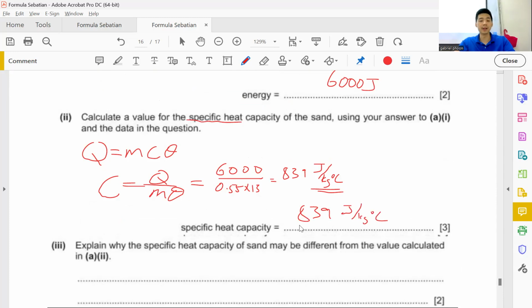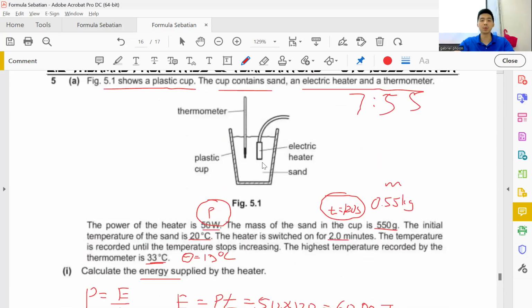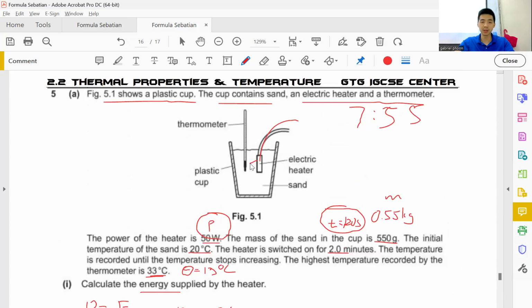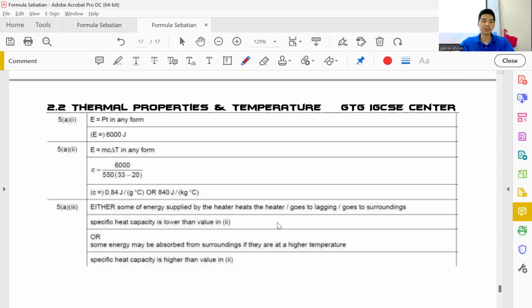And then finally, the last question here, they say explain why the specific heat capacity of sand may be different from the value calculated in A. Once again, why it will be different is because we are assuming that all the energy from this heater is converted to the water and the water is converted back into the thermometer. But in reality, we know for a fact that energy is always lost to the surrounding, right? And because it is lost to the surrounding, some electrical energy is lost, so the specific heat capacity calculated is lower or it's different.